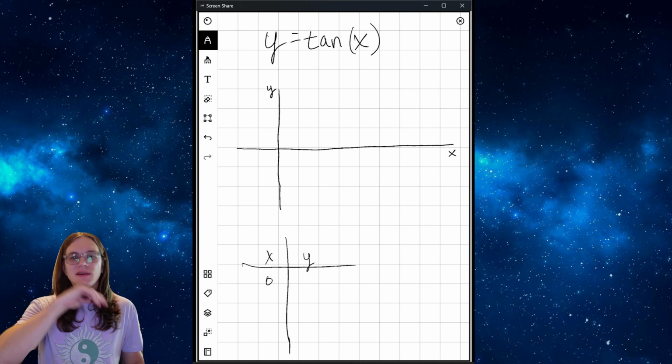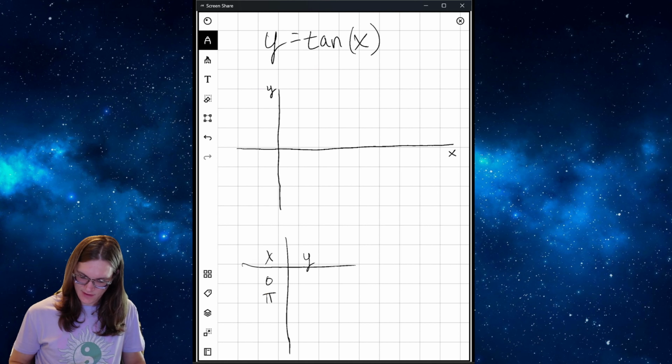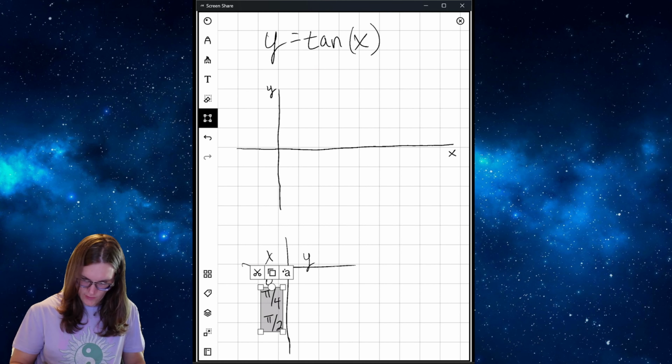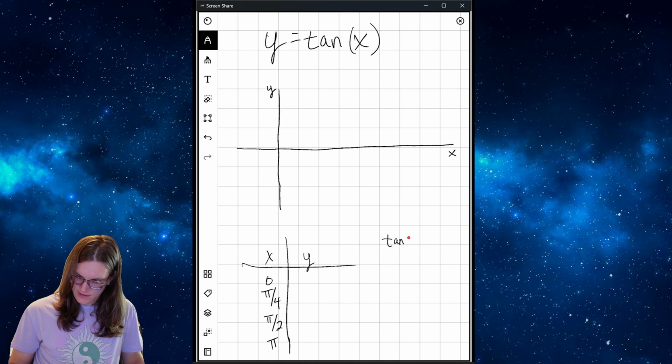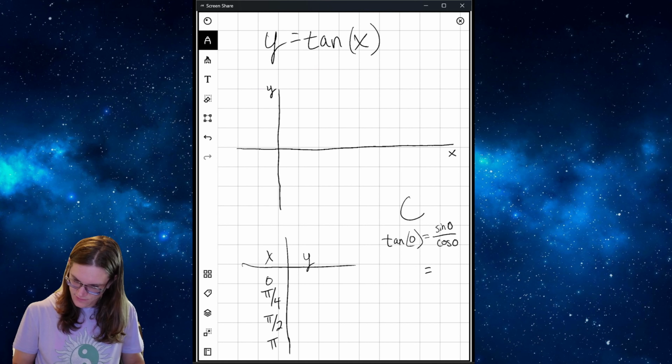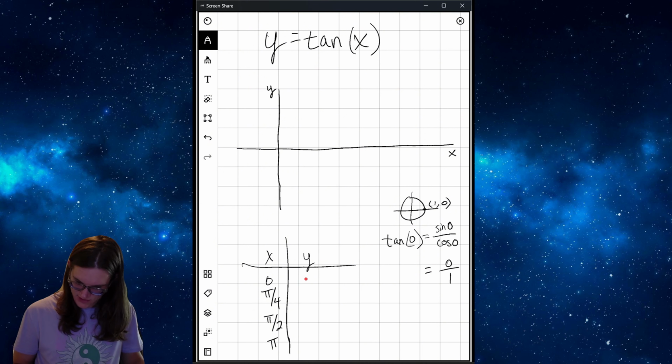So when it's 0, what is it going to be? When it's pi, what is it going to be? When it's pi over 2, and when it's pi over 4, what's it going to be? That's not in numerical order, but we'll do it in order for good measure. So tangent of 0 is going to be sine of 0 over cosine of 0, which is, if we draw a quick little circle, here's 0. The coordinate is (1, 0). So it's going to be 0 over 1. Tangent of 0 is 0.